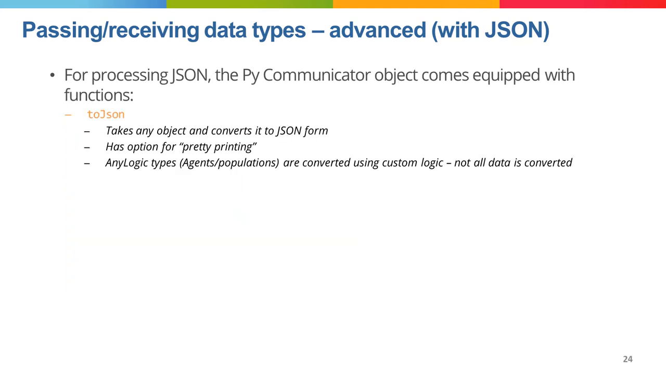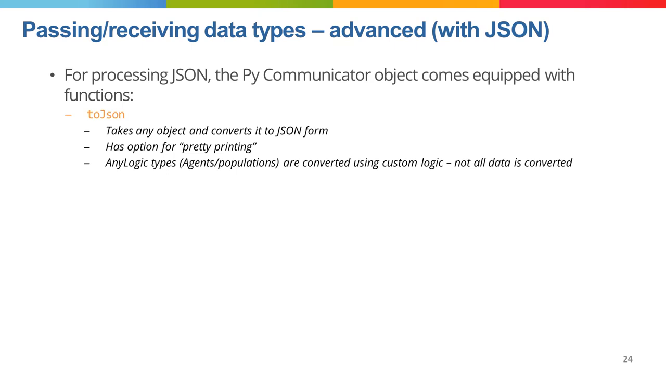Although AnyLogic already comes equipped with Jackson, which is a library in Java that's capable of processing JSON, Pypeline offers 4 different JSON-related functions to abstract away and make this easier to work with. The first and simplest of these 4 functions is called toJSON. It takes any object and converts it to JSON format. It also has a second argument, which if you pass true to it, will output the JSON using new lines and tabs, also known as pretty printing.